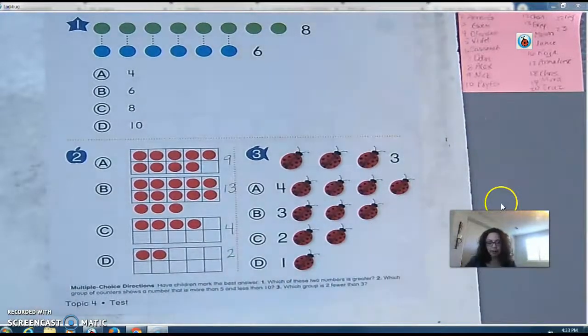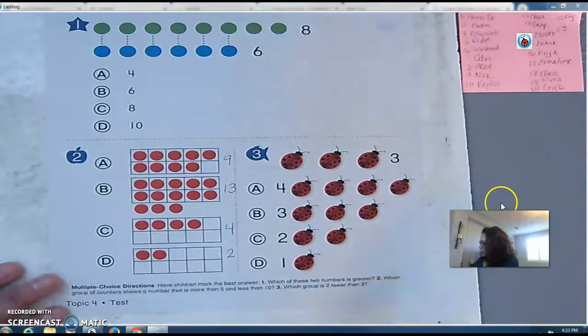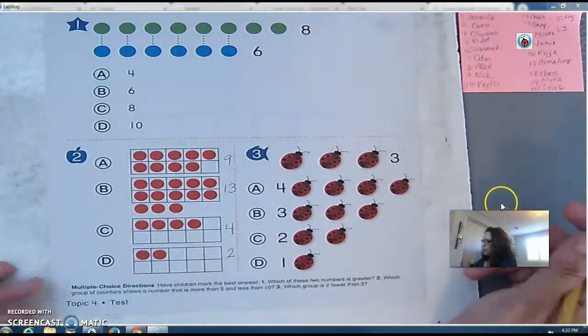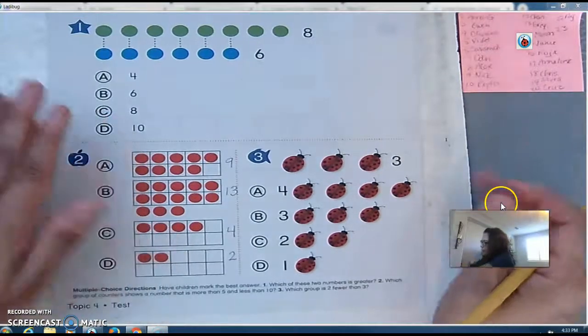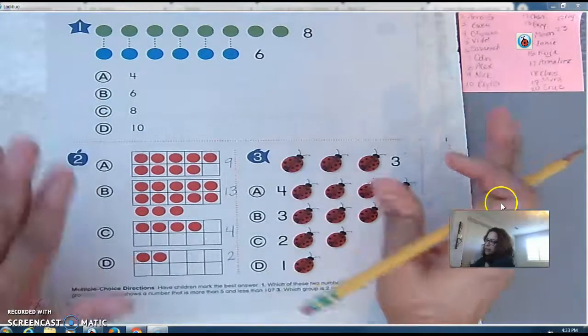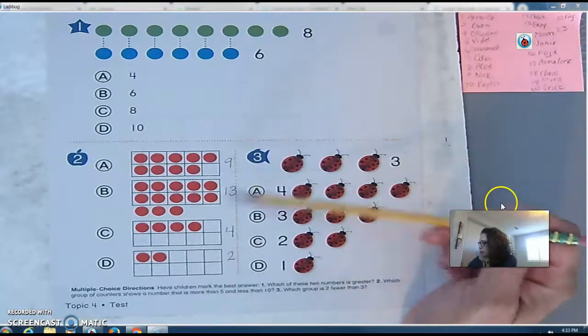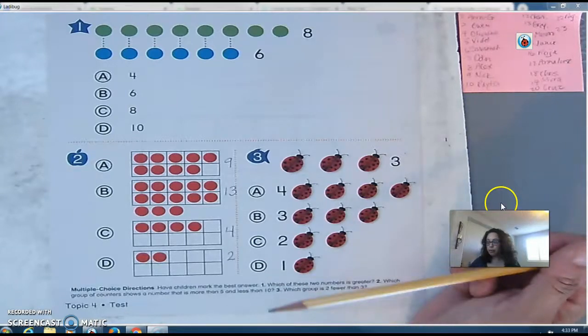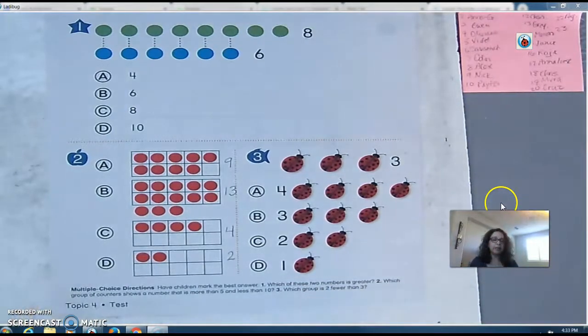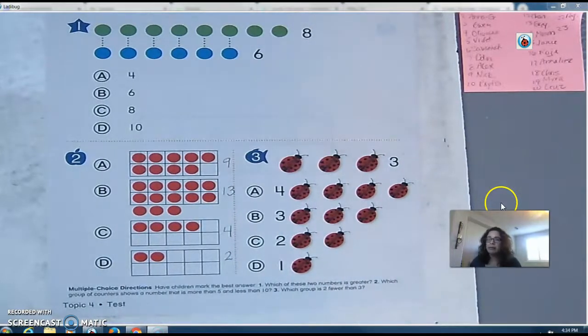Okay, now, the next part I'm not going to help you with, but I am going to read you the question. The question is, which group of counters shows a number that is more than 5 and less than 10? So you have to choose the number that is in between 5 and 10. All right? Think about all the numbers that are in between 5 and 10, and you should only be able to choose one of these. All right? So when you found your answer, make sure you bubble in next to the answer that is more than 5 but less than 10.